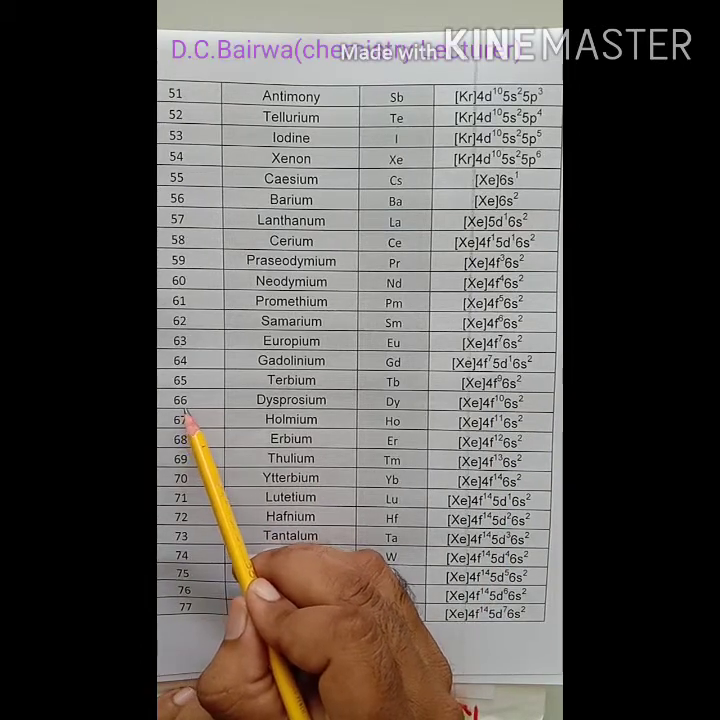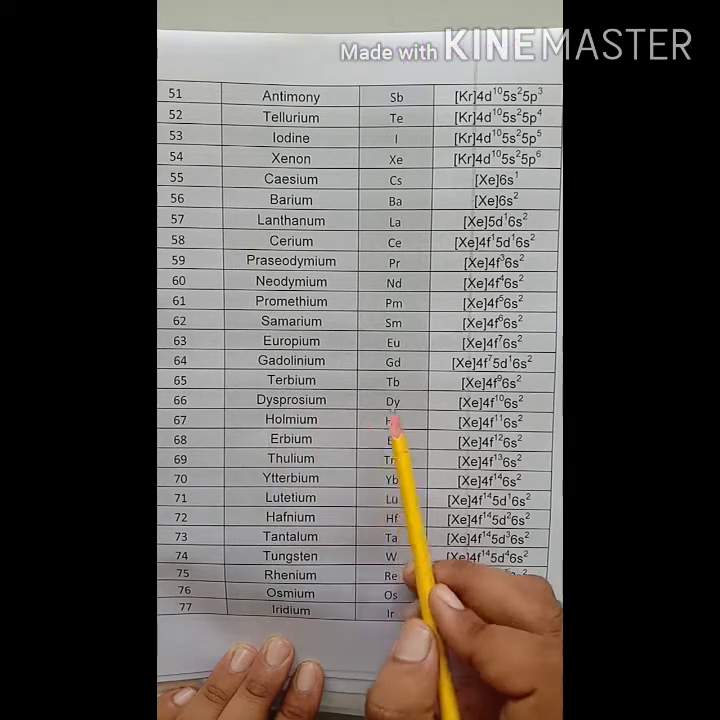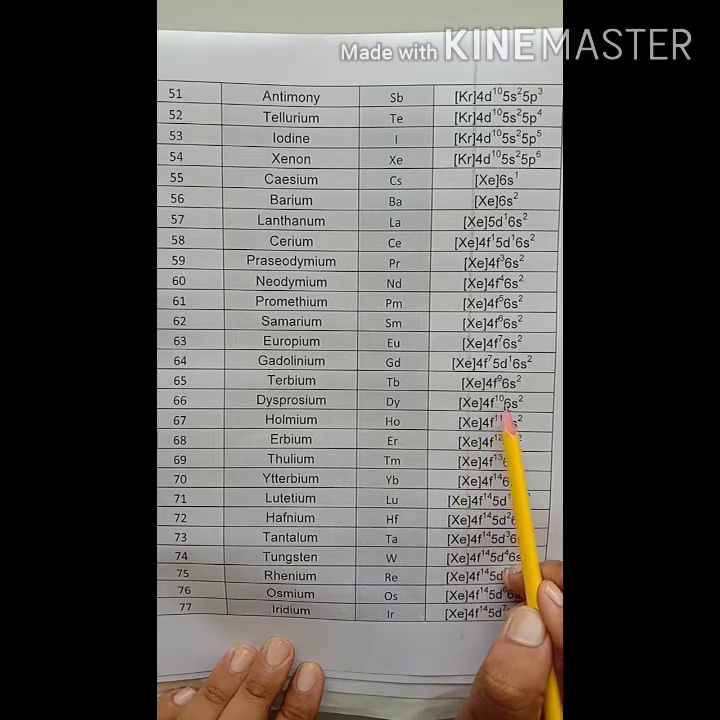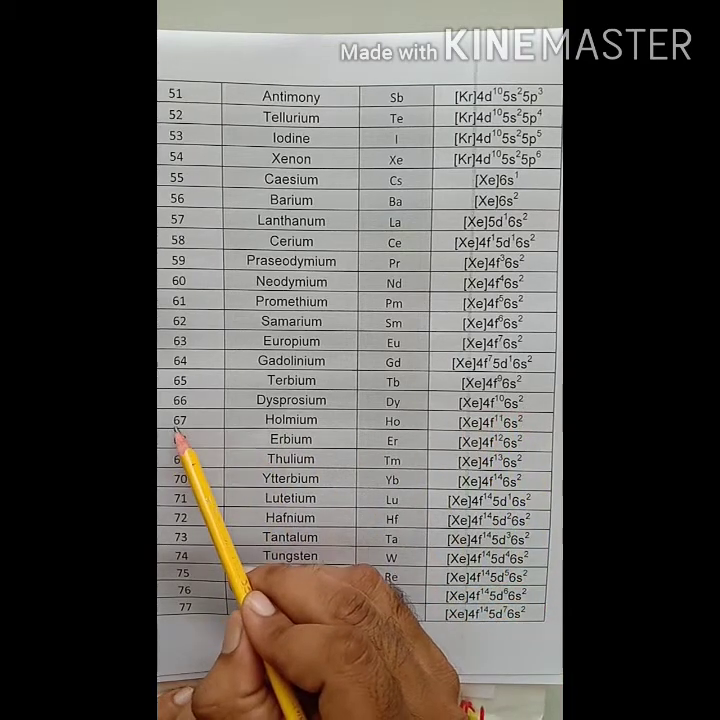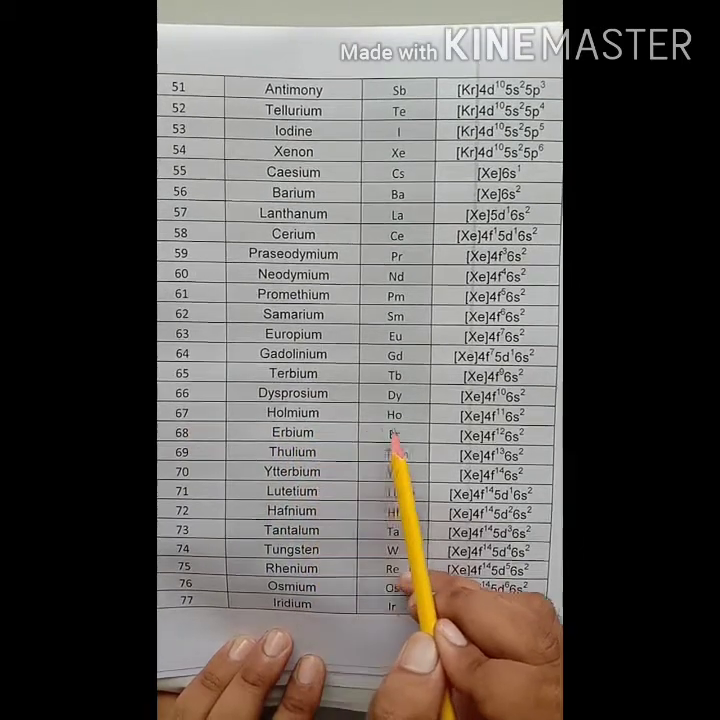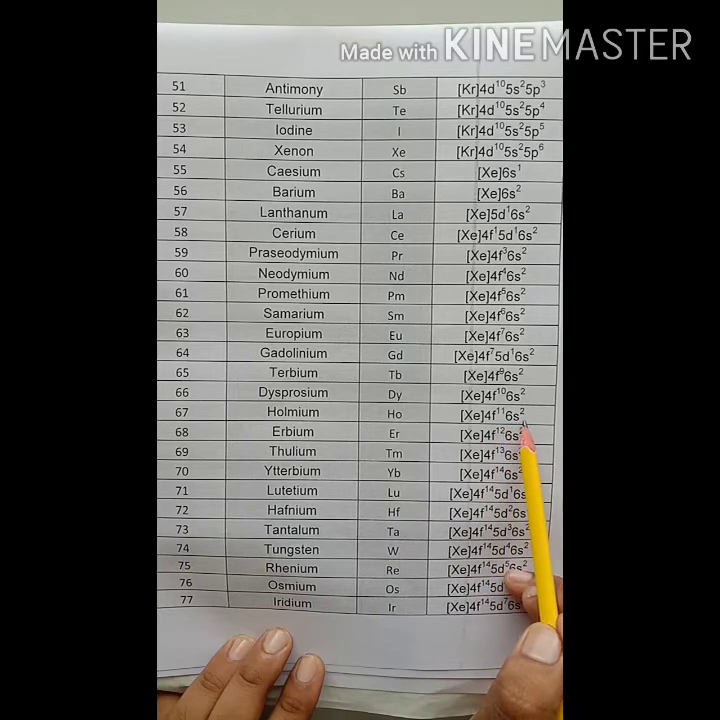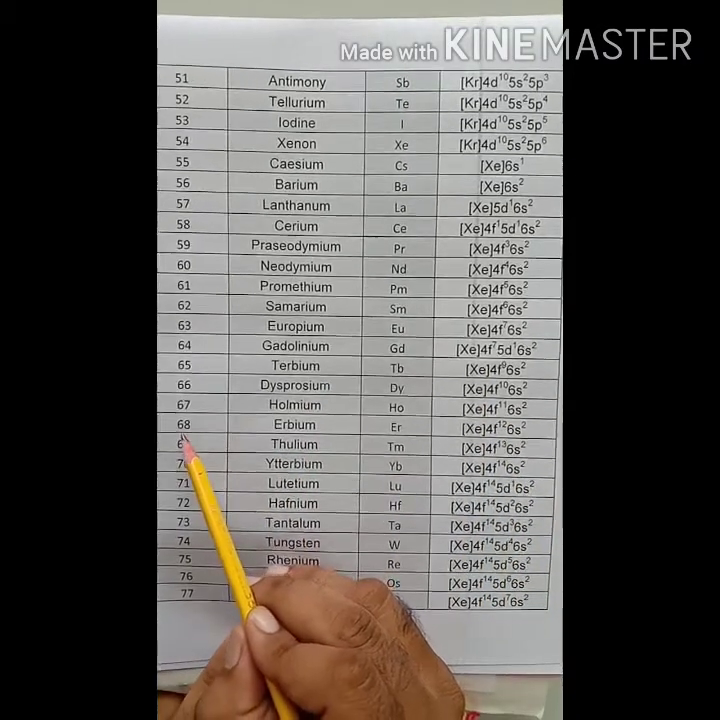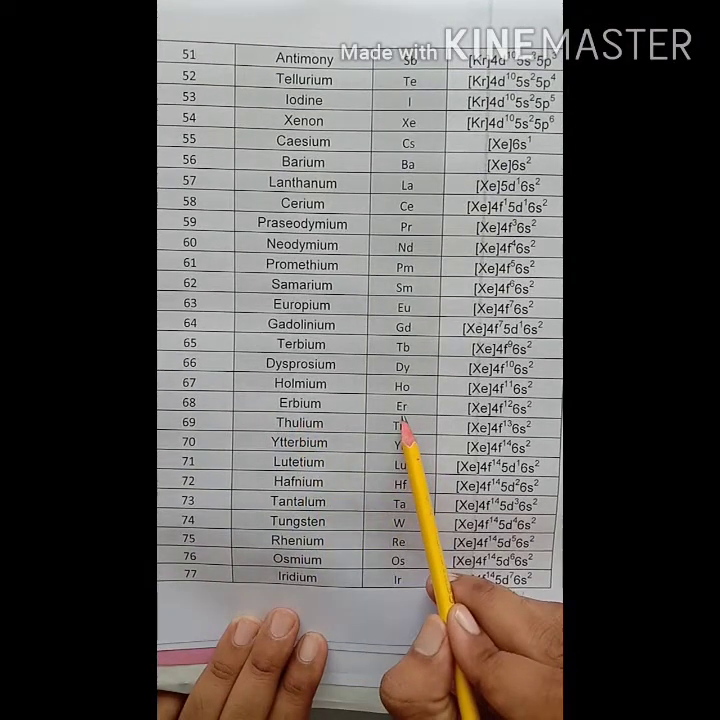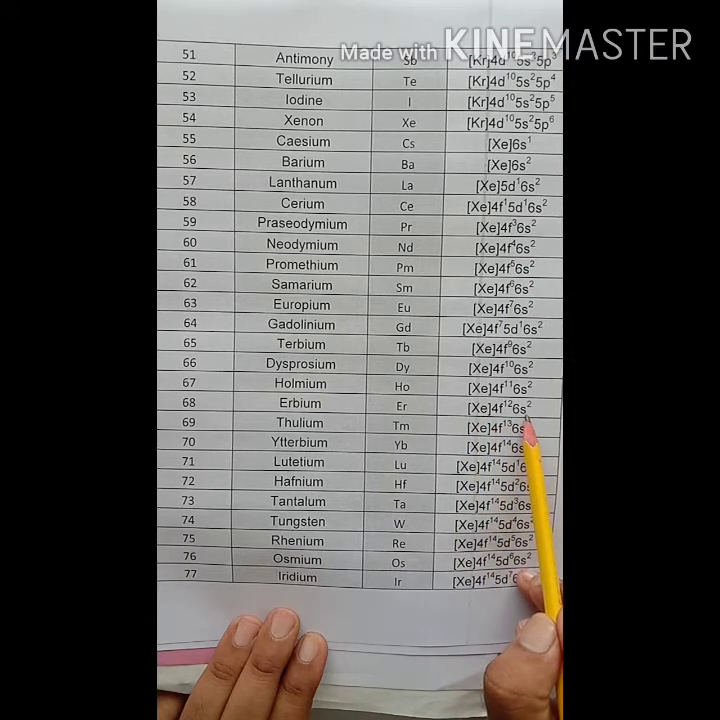The next atomic number is 66. The name of element is dysprosium. Symbol is Dy. Electronic configuration is Xe 4f10 6s2. The next atomic number is 67. Name of element is holmium. Symbol is Ho. Electronic configuration is Xe 4f11 6s2. The next atomic number is 68. Name of element is erbium. Symbol is Er. Electronic configuration is Xe 4f12 6s2.